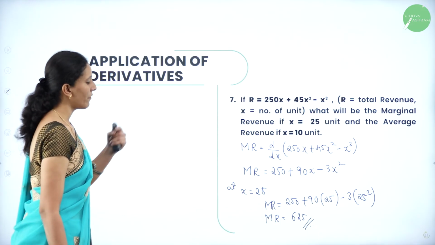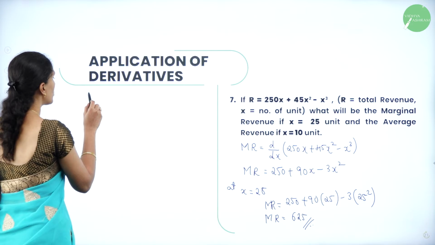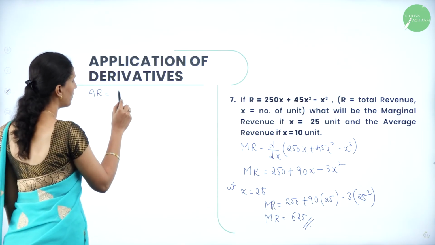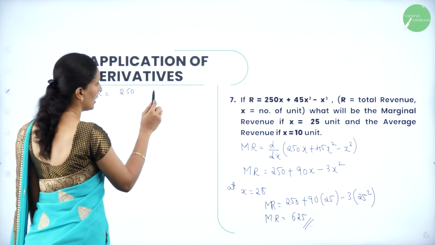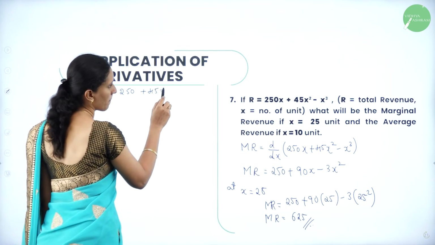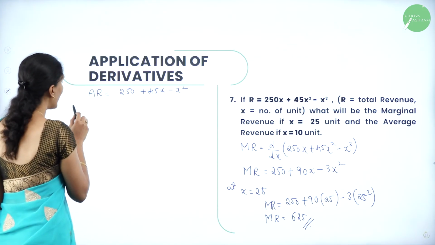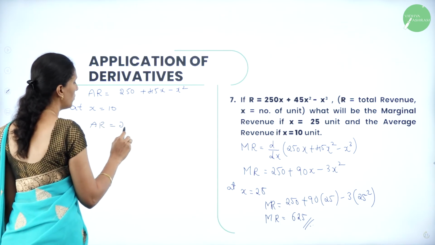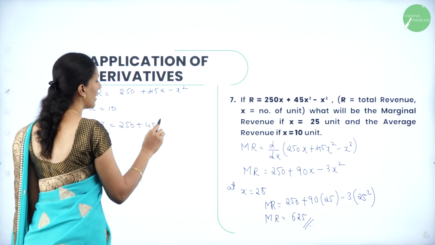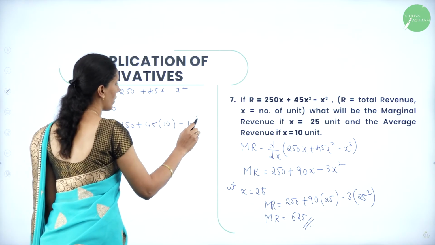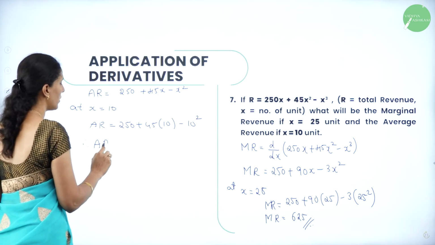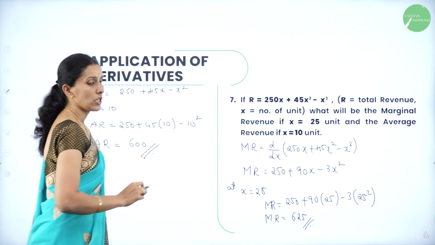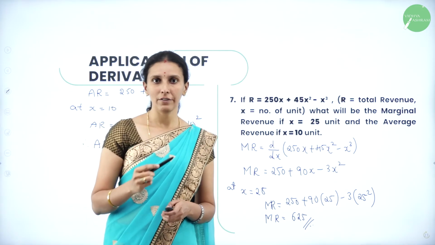Let's look at the average revenue. Average revenue is the function divided by x. If you divide the function by x, you will get 250 plus 45x minus x square. Now at x is equal to 10, average revenue is equal to 250 plus 45 into 10 minus 10 square. So therefore, on solving this, you will get the value as 600. So this is the average revenue of the given function.